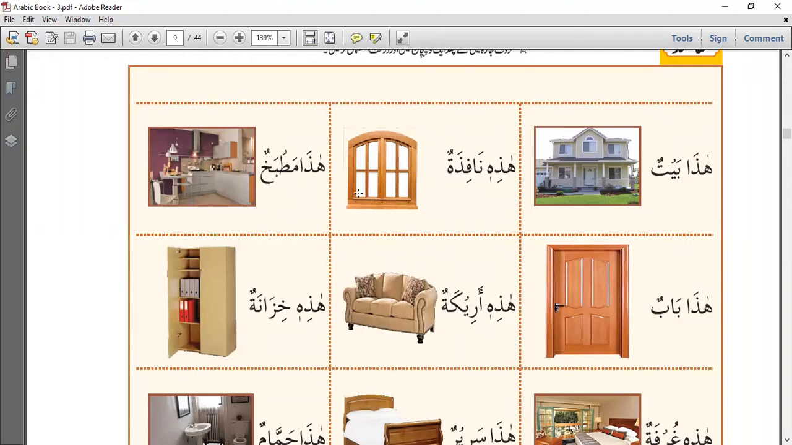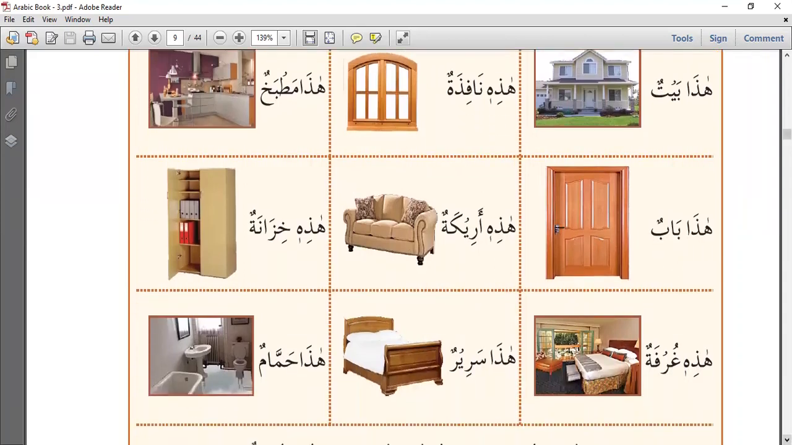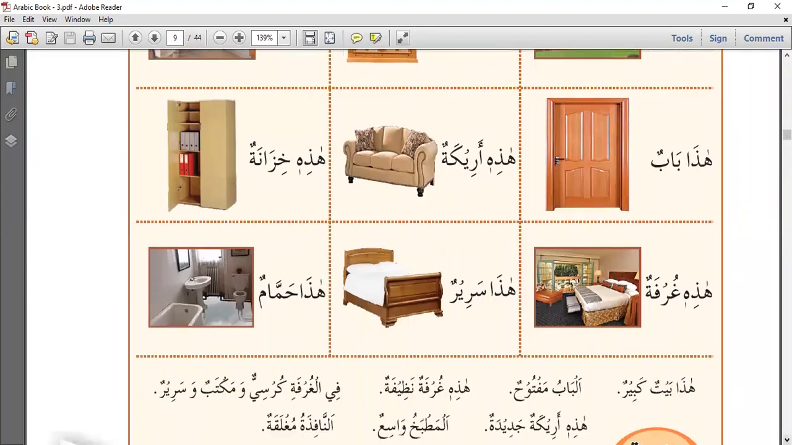So there is a new word for you. Nafizatun. Nafizatun means window. Hada matbahun. Matbahun means kitchen. This is a kitchen. Hada babun. Babun means door. هذا باب. This is a door.